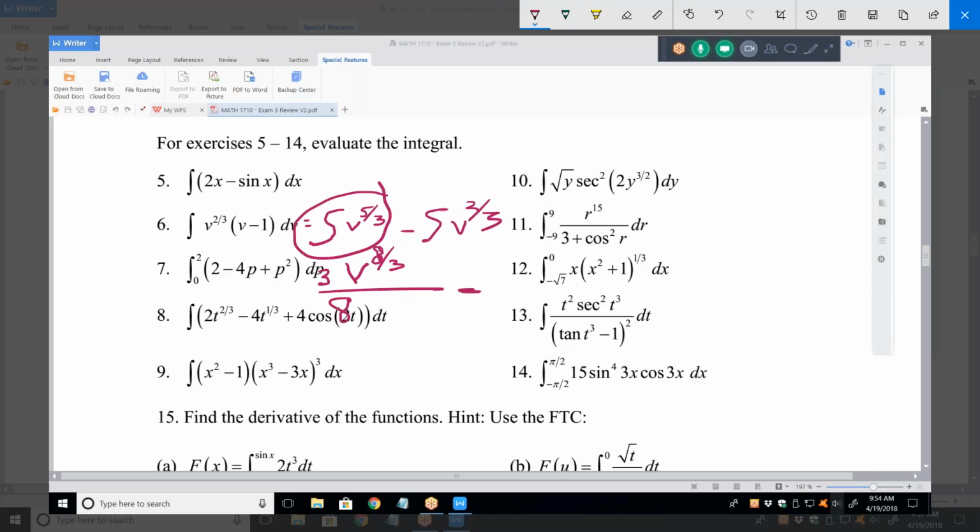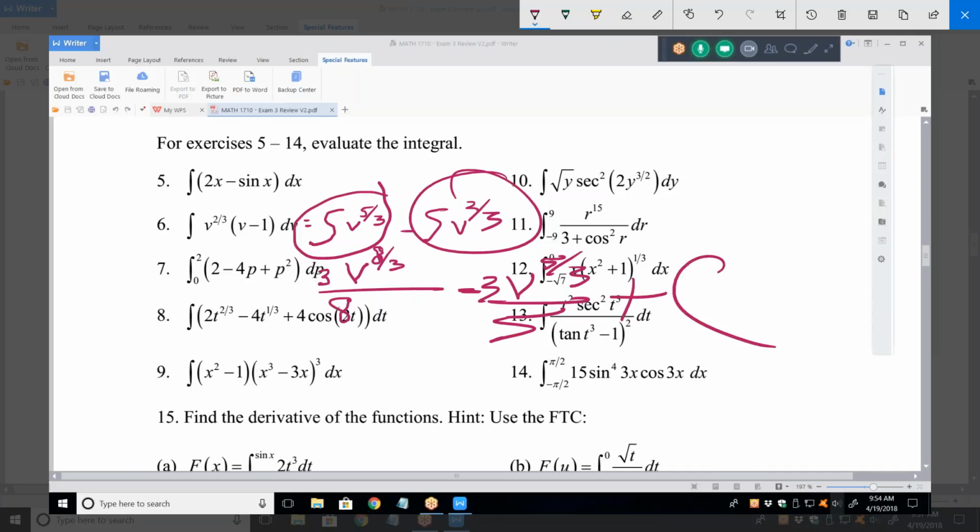Okay, what about this part here? It would be 5/3, so it would be then 3/5. Perfect. Here's your answer.